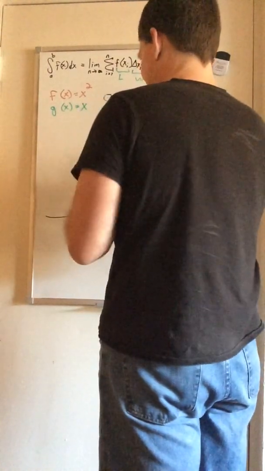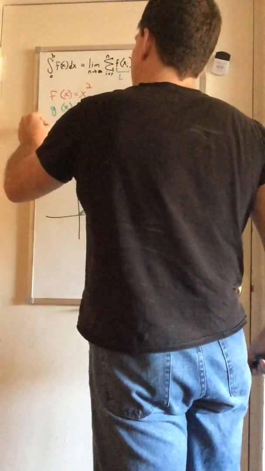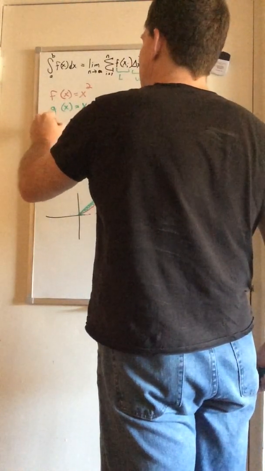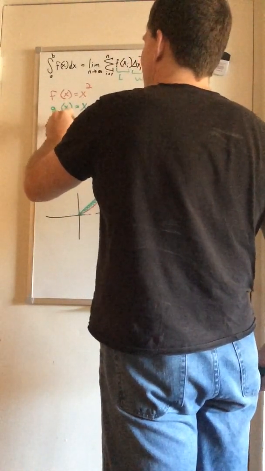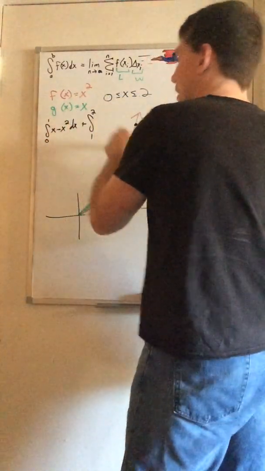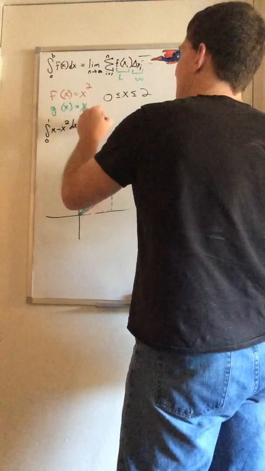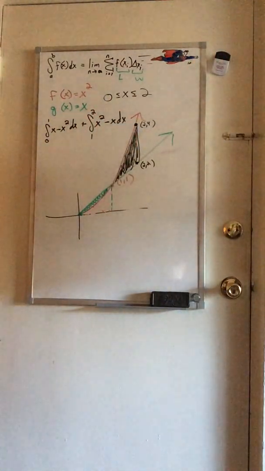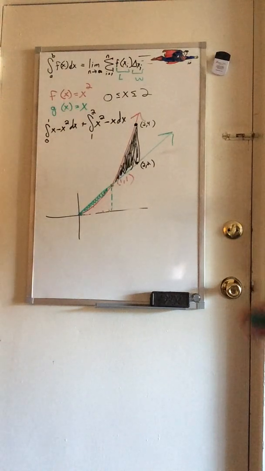I'll do it in black since all the graphs are in green. The integral from 0 to 1 of the top function, which is x, minus the bottom function, which is x squared, plus the integral from 1 to 2 of now the red function minus the green function. And now I have to solve both integrals.